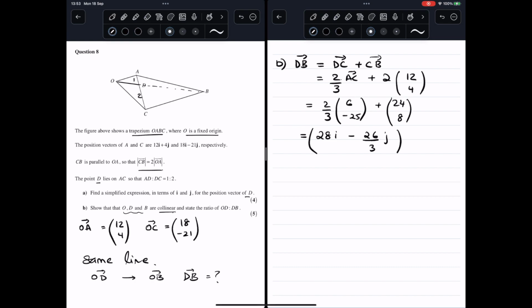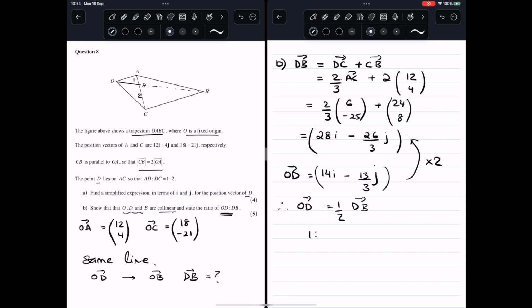Now, on the other hand, if I look at OD, OD was written as 14i minus 13 over 3j. Okay, now that is exactly the same vector form, but half of DB. Okay, so DB is twice OD, which means that OD can be written in the same form as OB or DB, and the ratio is just 1 to 2.